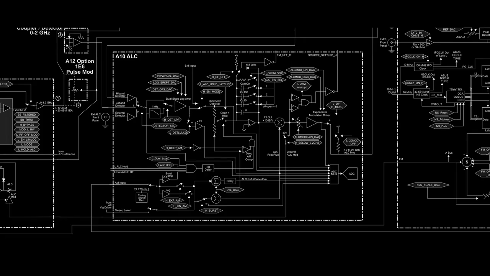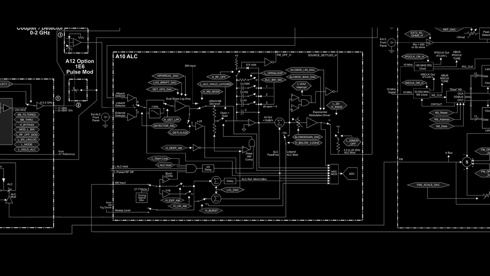So here's the A10 ALC in the PSG block diagram. You can see that there are a number of signals coming in and out of this board, not only for the high band and low band internal detectors, but it also supports external detectors, as well as allowing for different types of bandwidth filtering for the ALC and for the ALC to also perform under different modulation conditions.